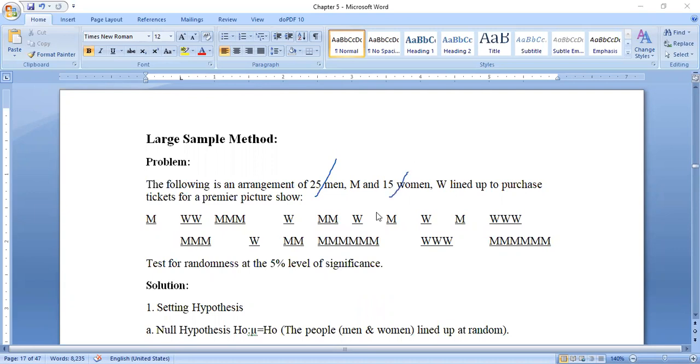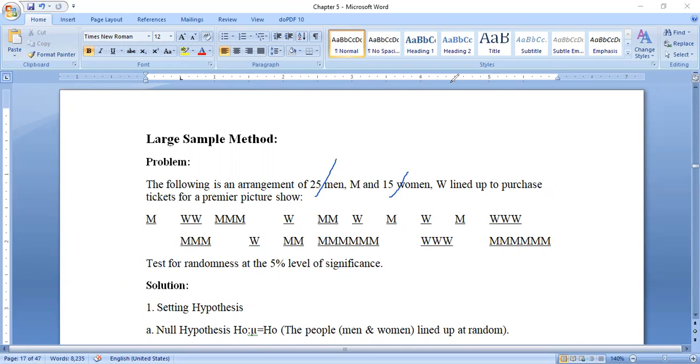So here, 25 and 15, either N1 or N2. Our principle is that if either N1 or N2 is greater than 20, then we need to apply the large sample method. So it is already known that it is a large sample method.